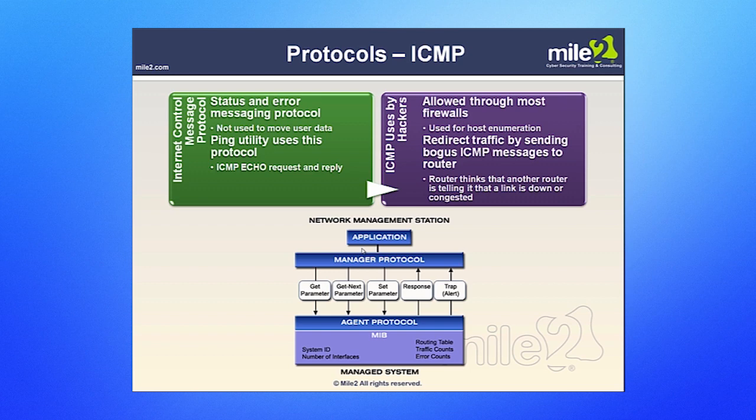I would say over the years, ICMP is being blocked more than it used to be. So yes, it is allowed through most internal firewalls, but I think we're seeing more of it being restricted, more so outside, but it depends. So yeah, a hacker could redirect traffic by sending bogus ICMP messages to a router and throw off the whole communication through ICMP.